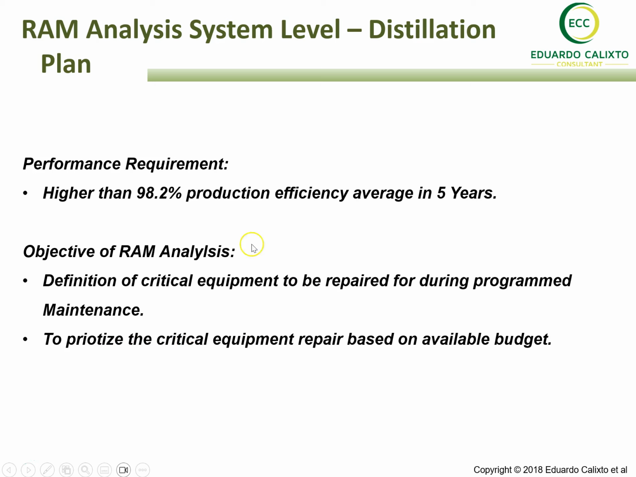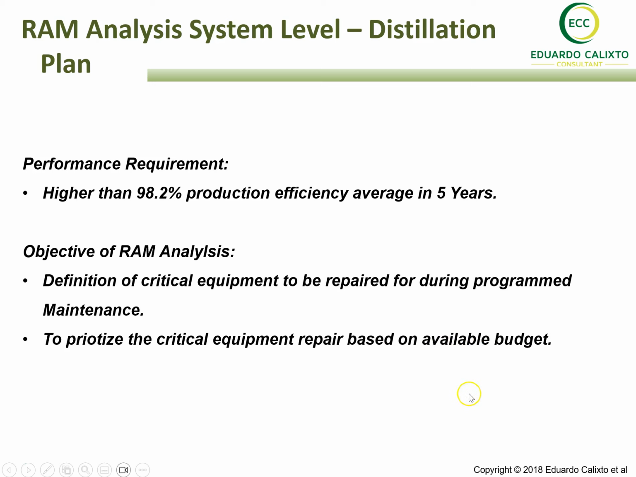And of course, we have a limited budget for implementing this maintenance program, and the RUN analysis supports the maintenance team by giving them a clue as to which are the most critical equipment that impact the distillation plant. Based on it, they have a list of the top critical equipment that they need to focus on, and that is the priority of the budget.